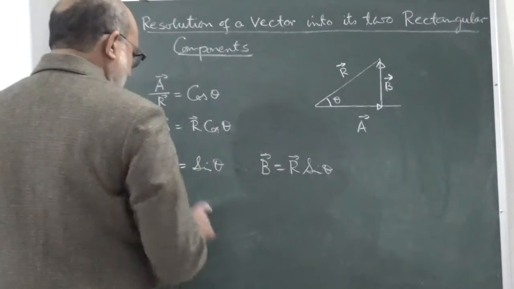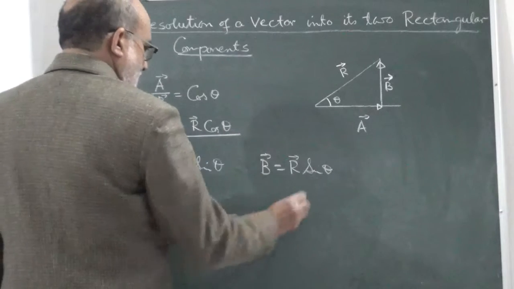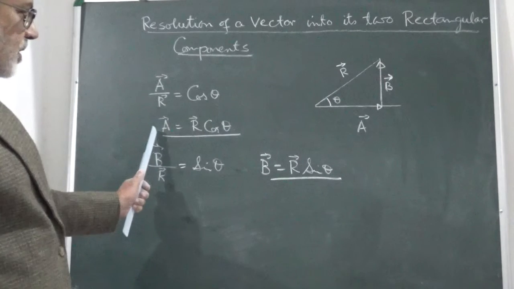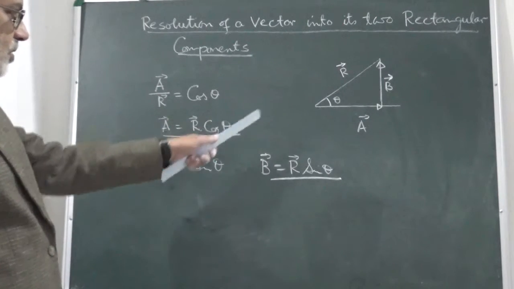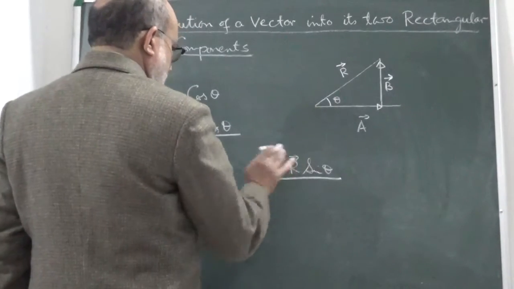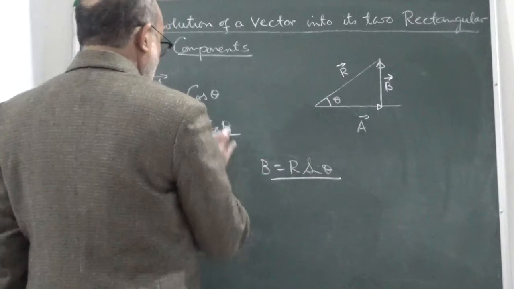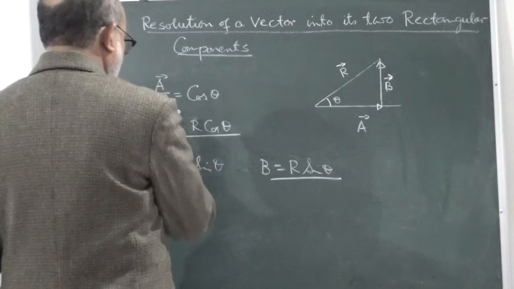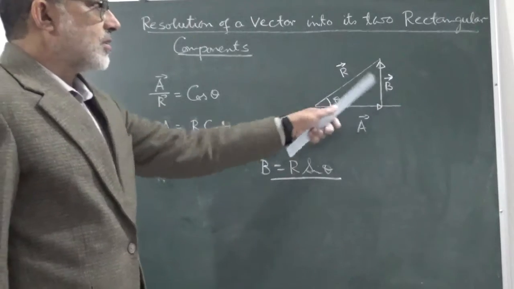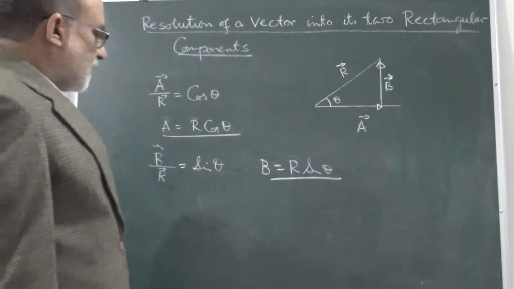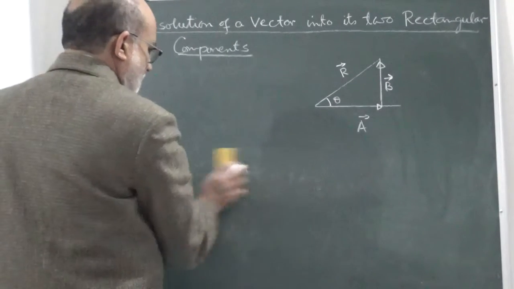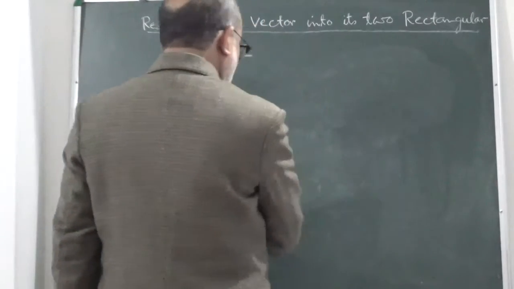These rectangular components can be obtained from the resultant. A component has a value equal to R times cosine theta, and B has a value equal to R times sin theta. This one is simply length. So it's R cos theta and R sin theta. Its length is equal to R cos theta and its length is equal to R sin theta. Now it means you can resolve any vector into its two rectangular components.